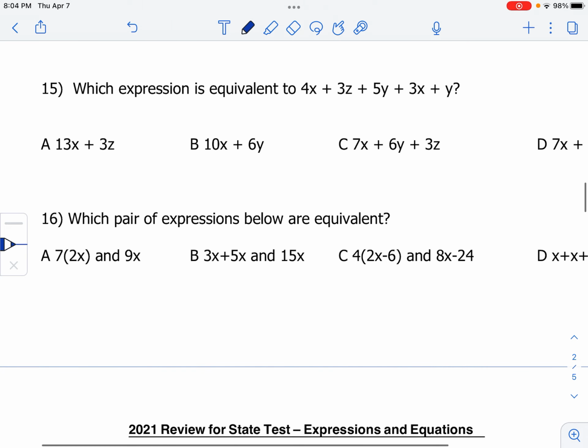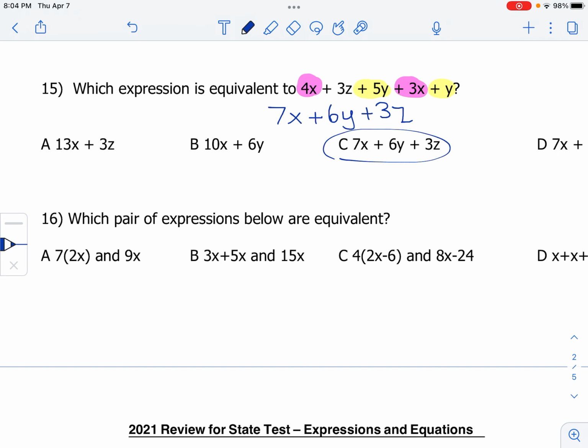Number 15, which expression is equivalent to the original here, 4x plus 3z plus 5y plus 3x plus y? So we're going to combine our like terms. The x's get combined together. 4x plus 3x is 7x. And I see we can combine the y's as well. We've got y here plus another 5y. That's 6 groups of y altogether, or 6y plus the 3z. That's choice C.